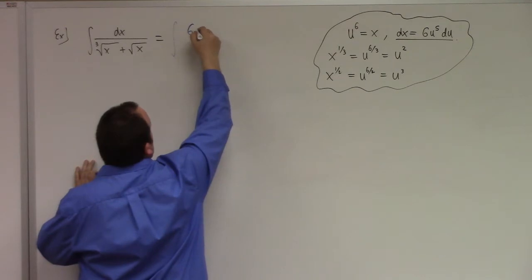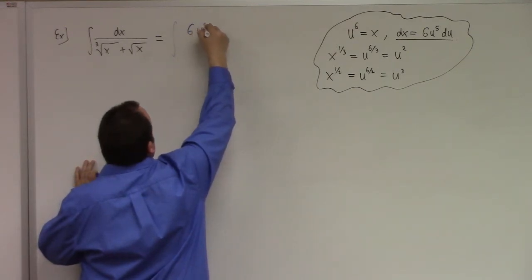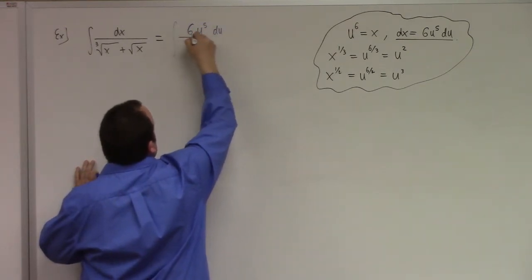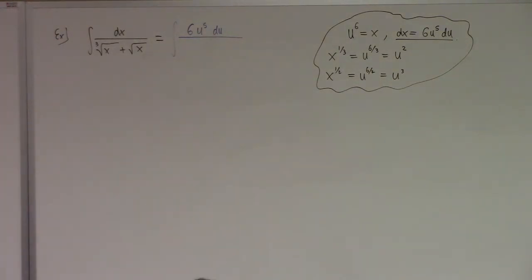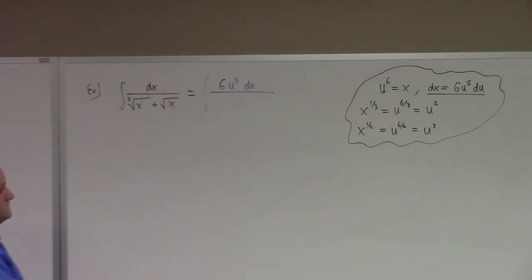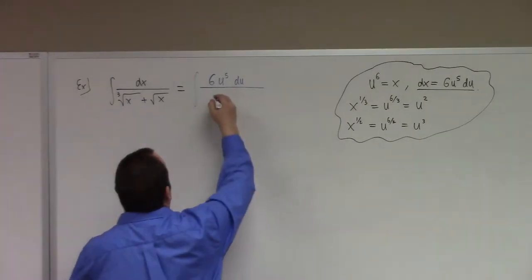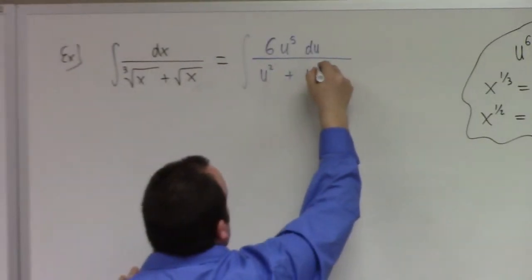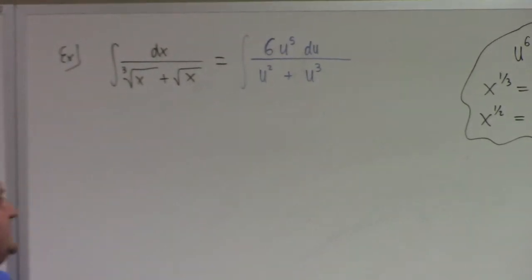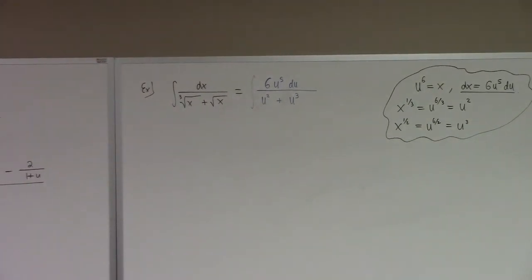Six u to the 5th du divided by what? Yeah, u squared plus u cubed, right? Lo and behold, we have a rational function in u. We're off to the races because we can integrate that by partial fractions. Yes, sir? Ah, okay. Glad to help.